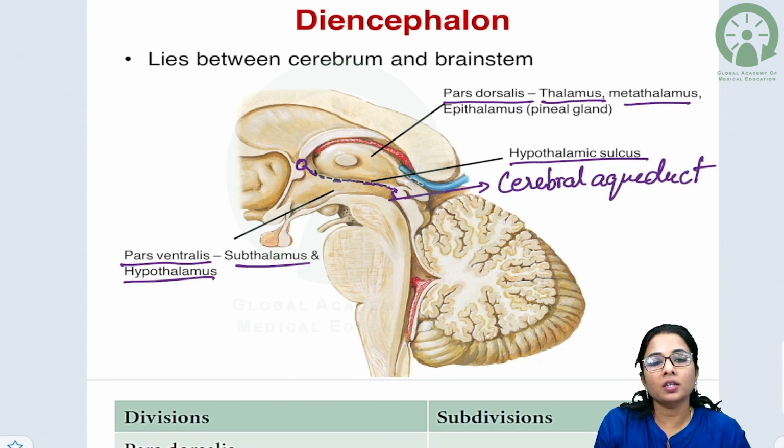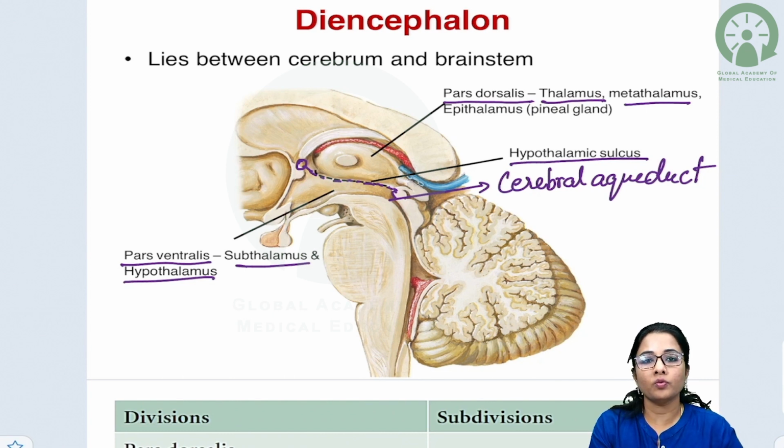The metathalamus includes the medial and lateral geniculate bodies, which are the posterior projections of the thalamus, and also the epithalamus, which contains the pineal gland, habenular nuclei, habenular commissure, and posterior commissure. These are the components of the epithalamus.